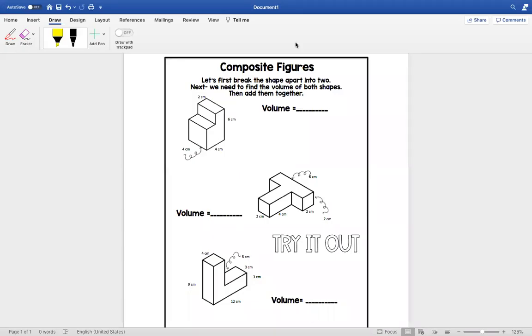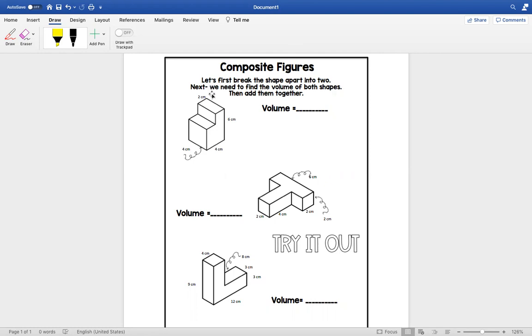Today is our last lesson in chapter 11, and I am so excited to do this lesson with you today. We are working with composite figures, which basically just means we have put more than one shape together to make an odd looking shape, and we are going to take them apart and find the volume.